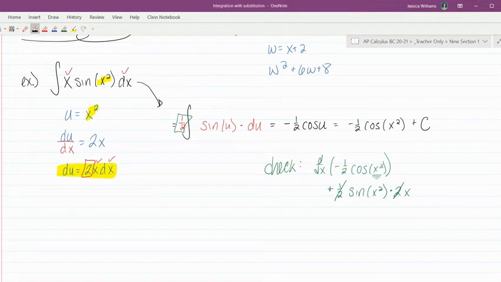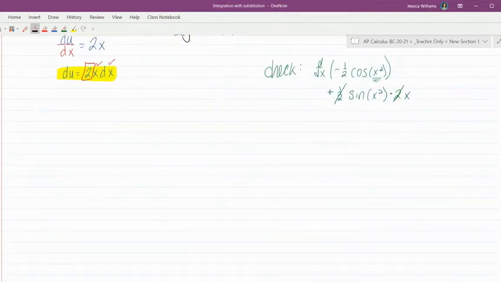So let's talk about how I made this decision to let u equal x squared. When you're choosing what u should be, you want to find something in your integral whose derivative is also in your integral. So u can't be something very complicated, because that would make it more complicated. Like if u was sine, then du would be cosine. There's no cosine in my integral. So u is usually something pretty quick, and it just cleans up your integral.